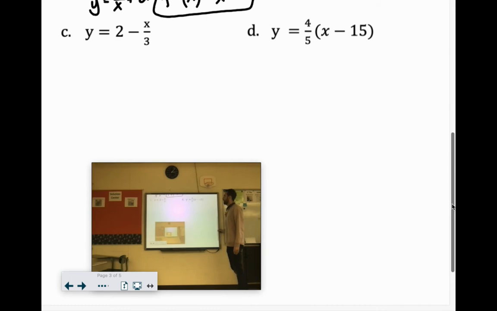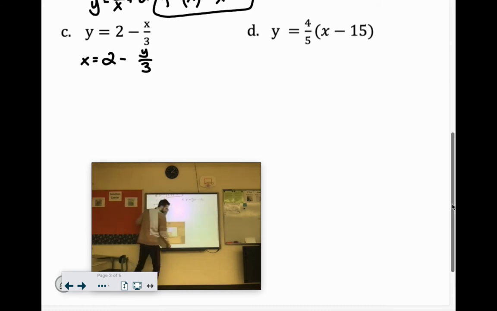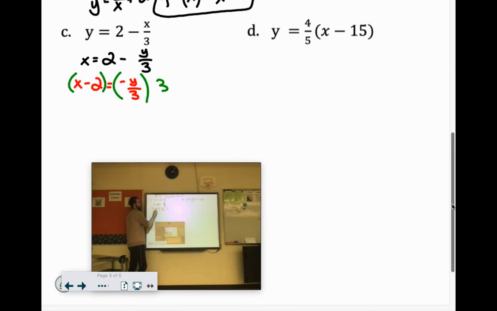Now let's just send them all off the page. How about that? All right, 2 minus x over 3. Replace it. So now we'll have x equals 2 minus y over 3. We can get rid of the 2 by subtracting it. Negative y over 3. Now, we can get rid of the divided by 3 by multiplying by 3. But that's going to give us negative y.